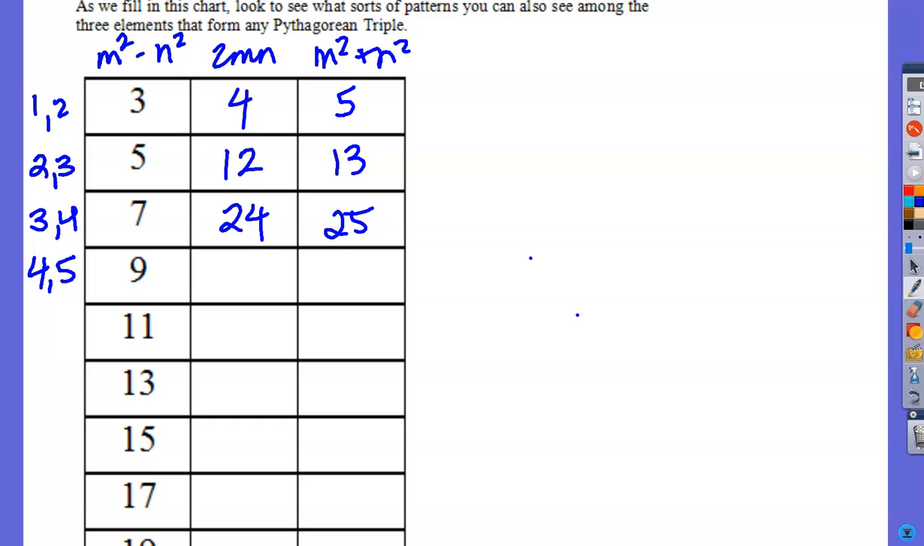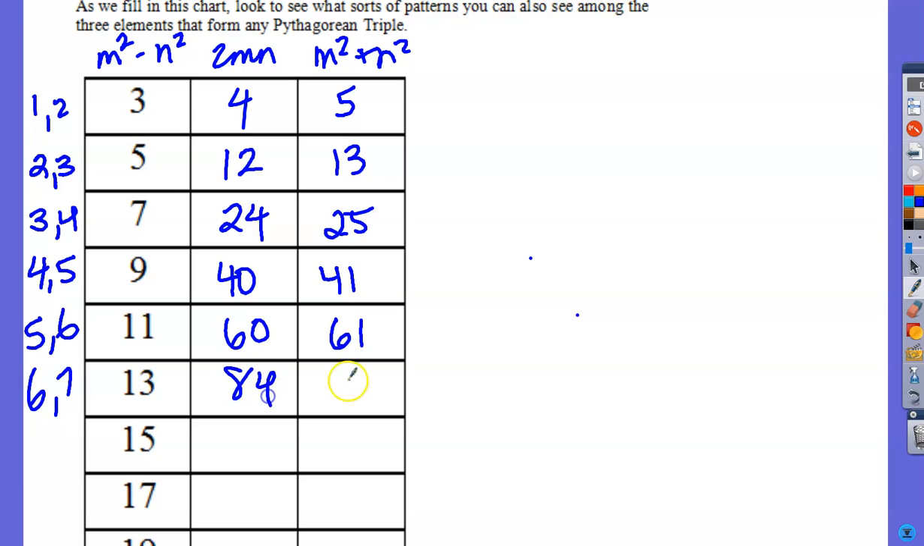For 9, we have 9 times, it would be 2 times 4 times 5, so 40, 41. 11 is 60, 61. 13, let's see, I'll just fill a couple more in. I won't do the whole chart. 13 is 2 times 6 times 7 gives me 84, 85.